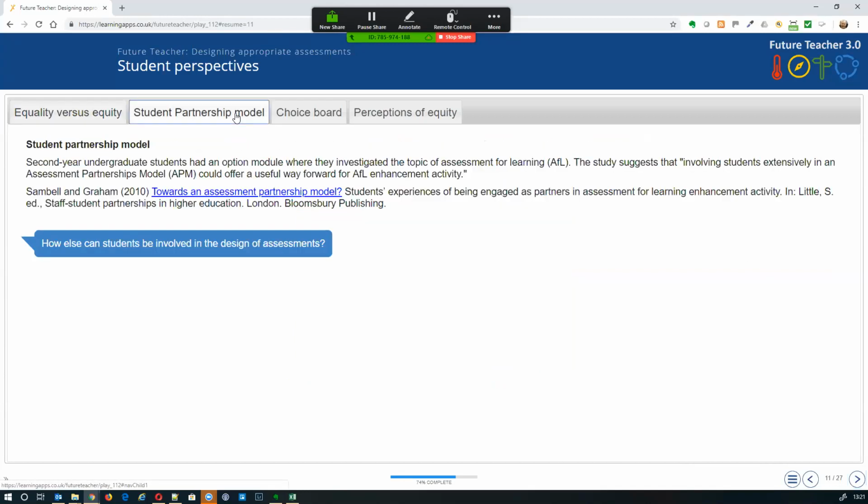Some ways of creating a bit more equity and getting some buy-in from the students, to bring the students with you if you're trying to diversify assessment, is to use a student partnership model. And this is a nice example in this study where the students were asked to research assessment design. I think there's no better way of getting the students on board than for them to find out a little bit themselves about the key issues.